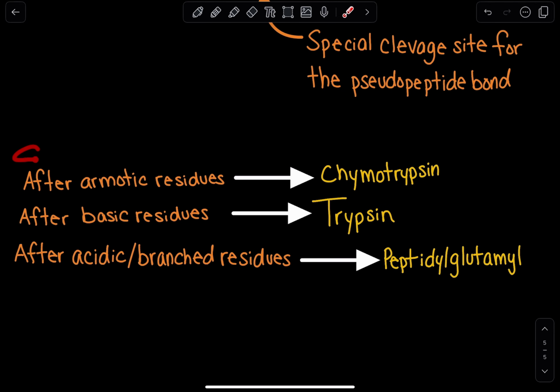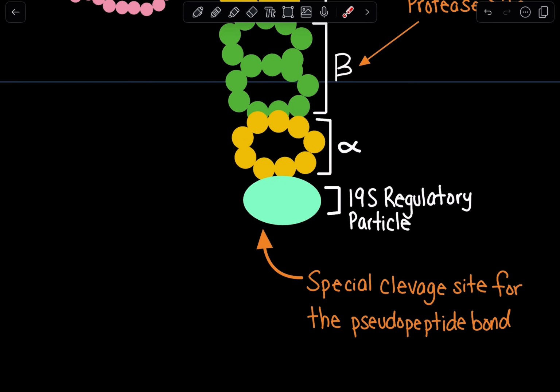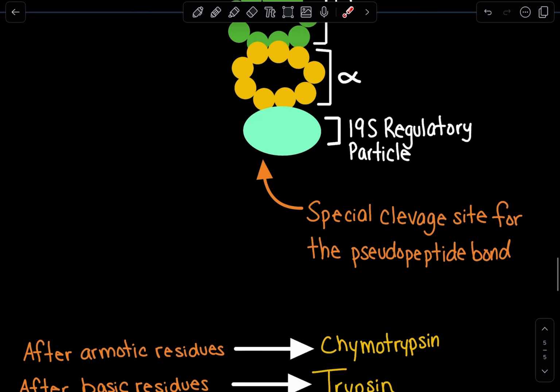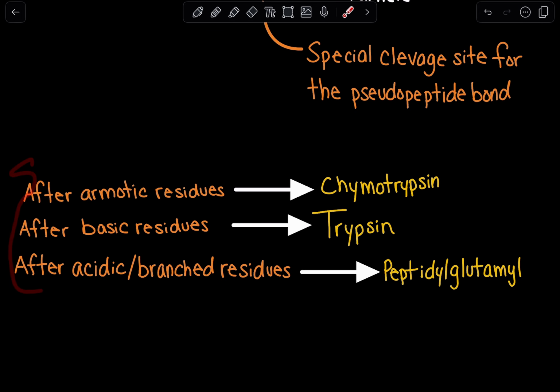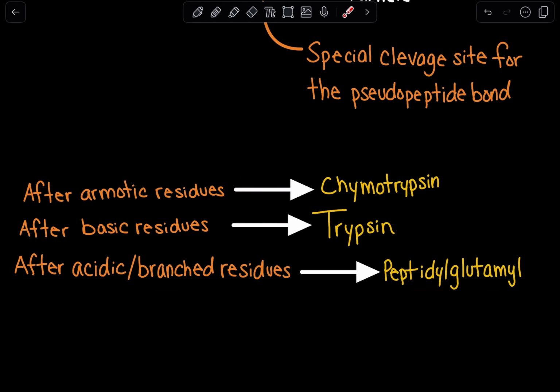Now, there are 3 enzymatic activities that are known in biochemistry for the complex. And those 3 enzymatic activities are that it is able to cleave after aromatic residues similar to chymotrypsin, and then it is also able to cleave after basic residues like trypsin, and then it's also able to cleave after acidic and branched residues, which is like peptidyl-glutamyl cleavage. So the cleavages found in our proteasome are similar to these 3 enzyme cleavages.